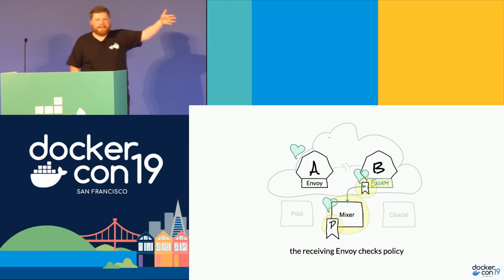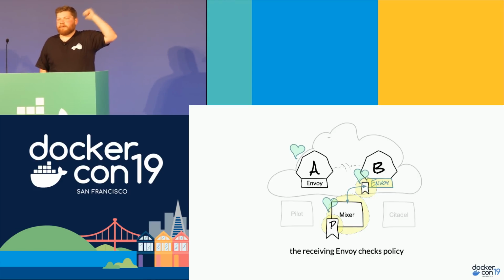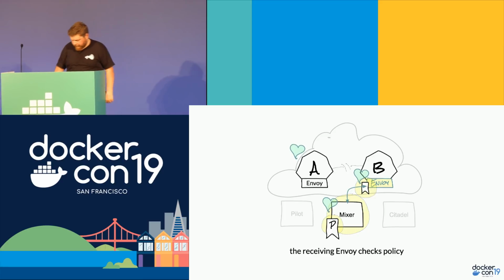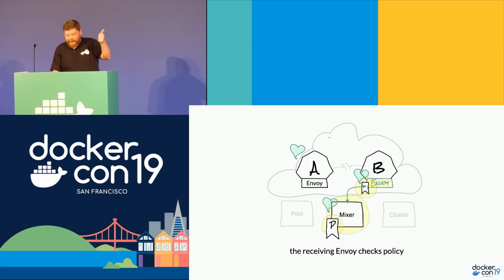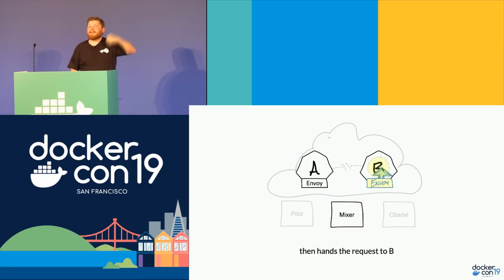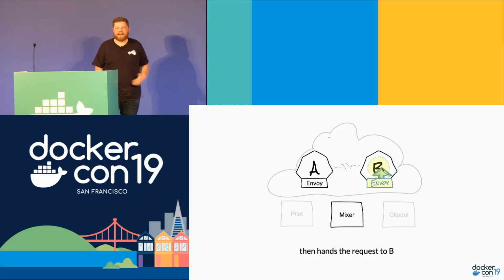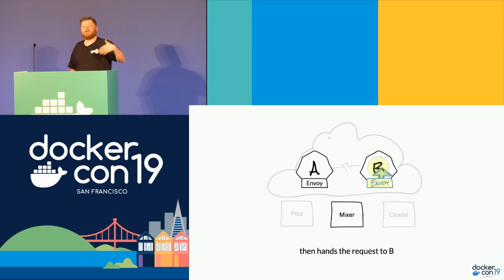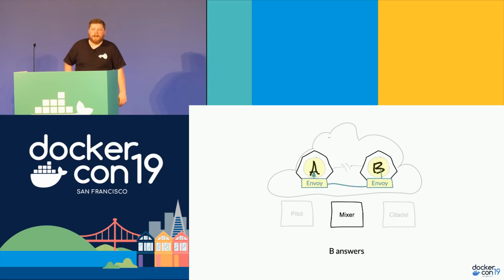When Envoy receives that request on the other side, it's going to go ask Mixer, do I let it through or do I deny it? We assume that we let it through, in which case Envoy is going to forward that into the application. The application is going to do whatever work needs to be done to handle that request and to assemble a response. Envoy is going to send that response back. The Envoy on the other side will take that and hand it back into the application.